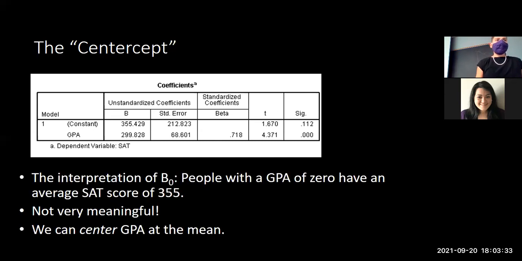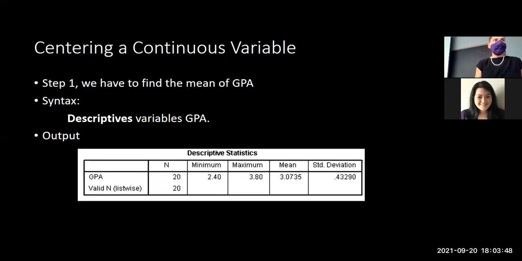So my interpretation here of B0 is that people with a GPA of 0 have an average SAT of 355. But again, it's not very meaningful because I don't have anybody with a GPA of 0. So one way we can do that is to center at the mean. I picked the mean of GPA, which is 3.07.